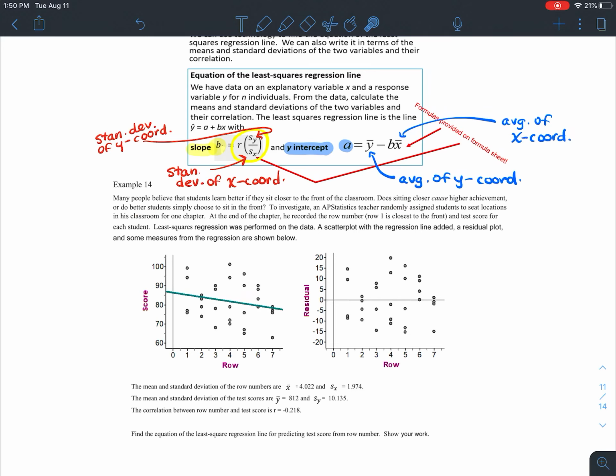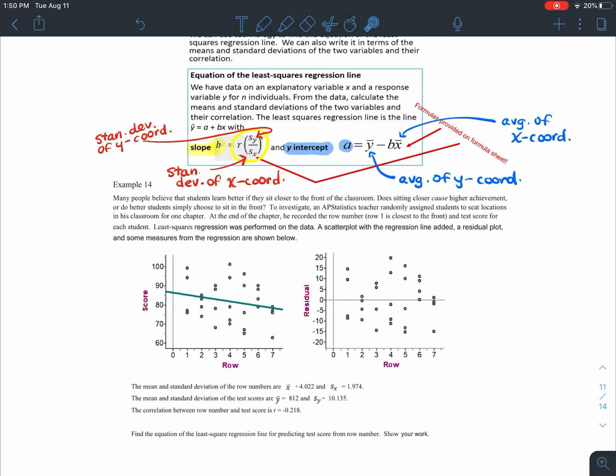So here's an example. It's talking about how many people believe that students learn better if they sit closer to the front of the classroom. Does sitting closer actually cause higher achievement, or do better students simply choose to sit in the front? To investigate, an AP Stats teacher randomly assigned students to seat locations in his or her classroom for one chapter. At the end of the chapter, he recorded the row number, where row 1 was closest to the front, and the test score for each student, okay?